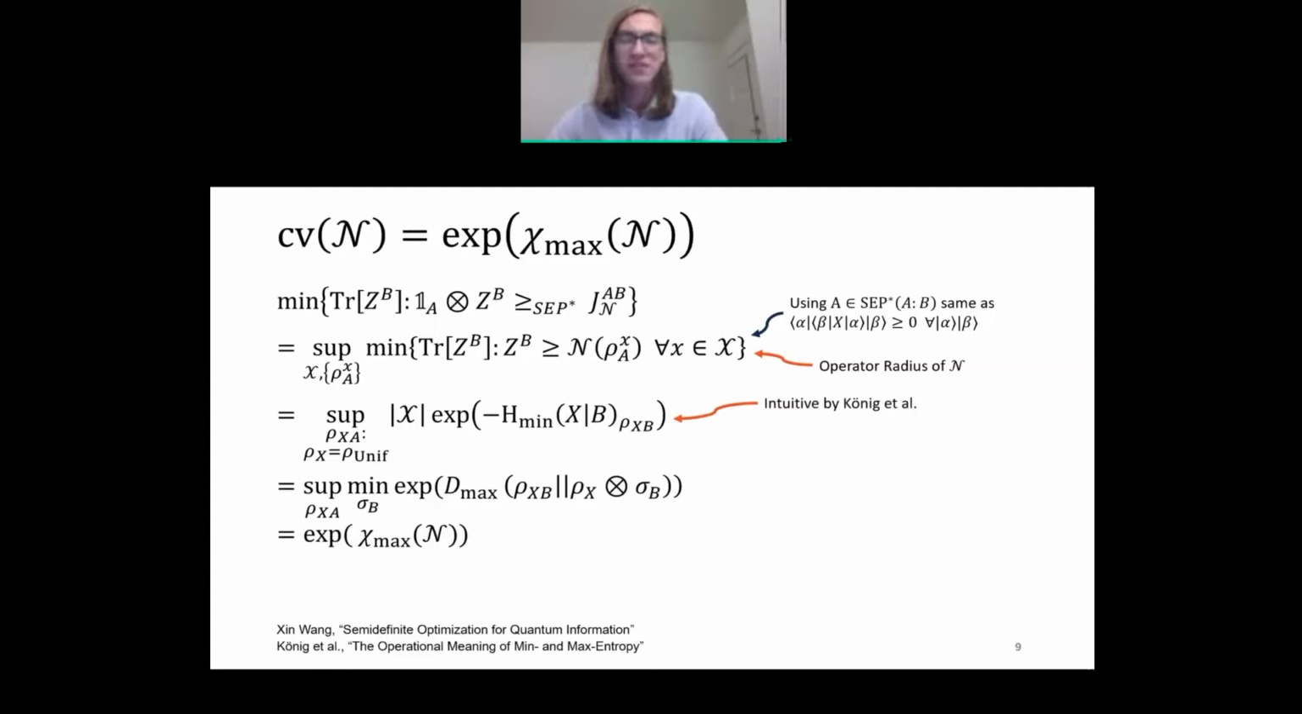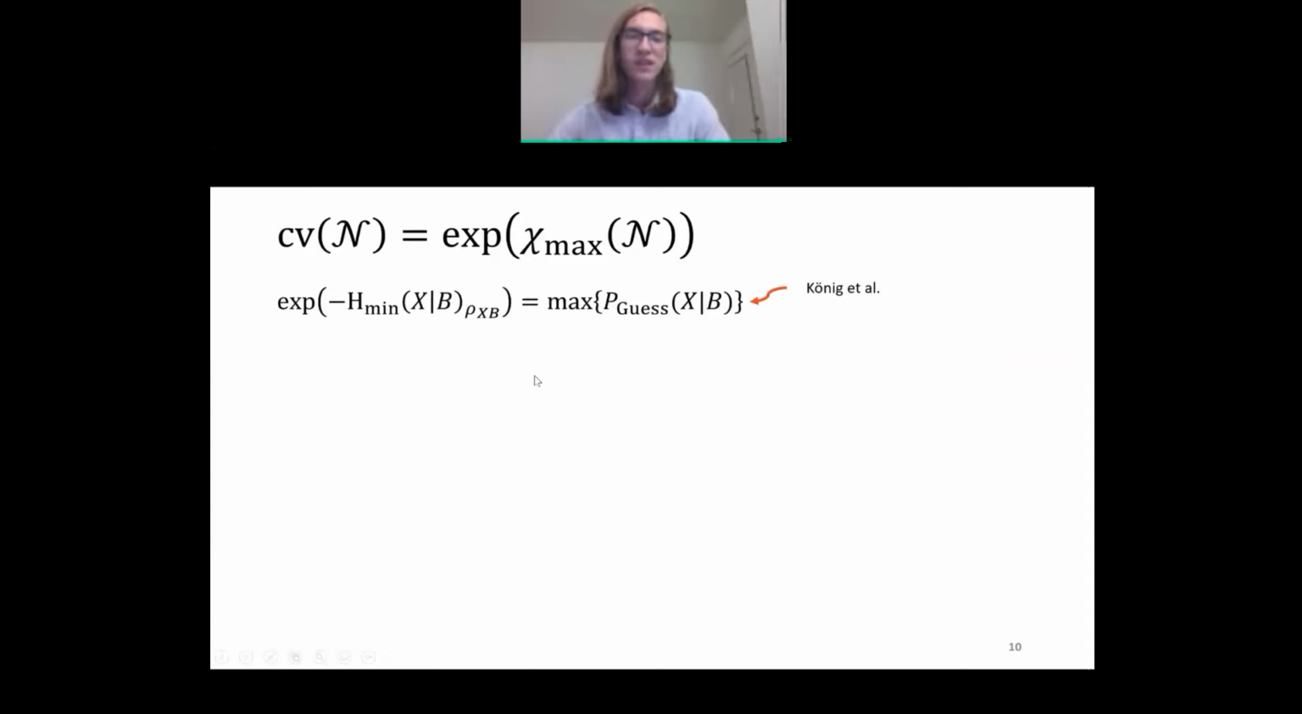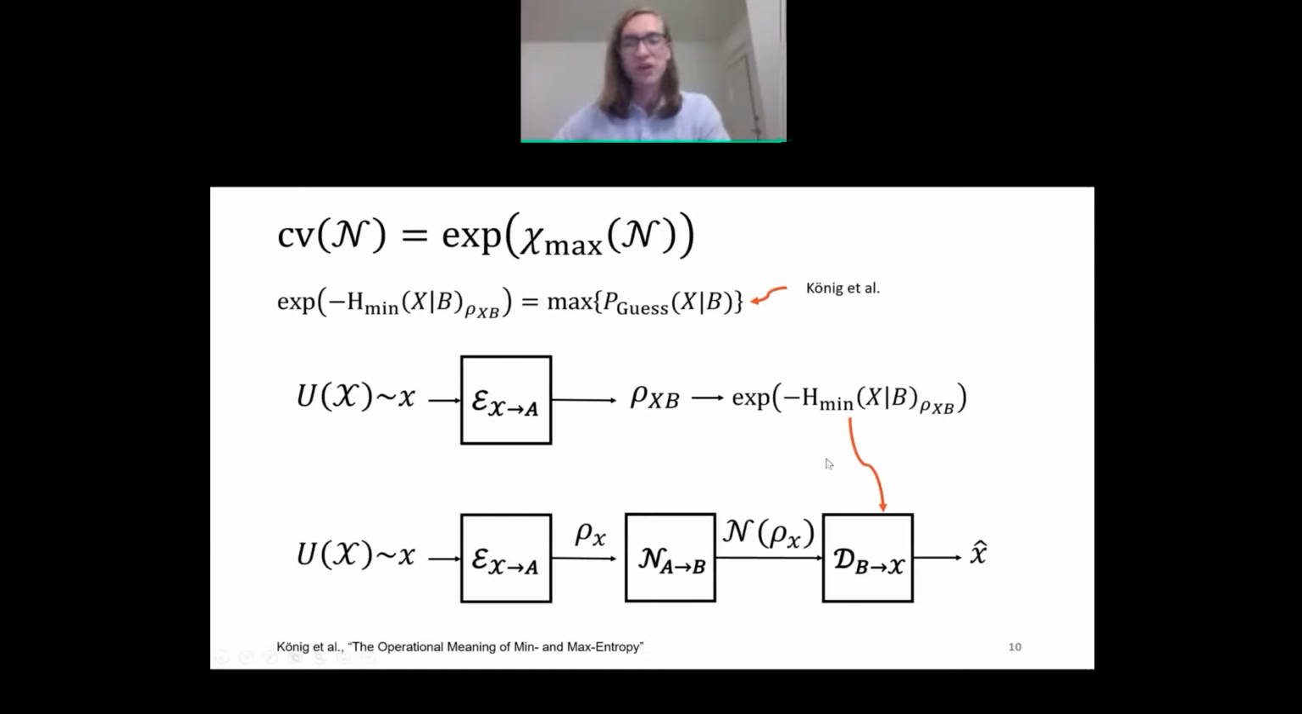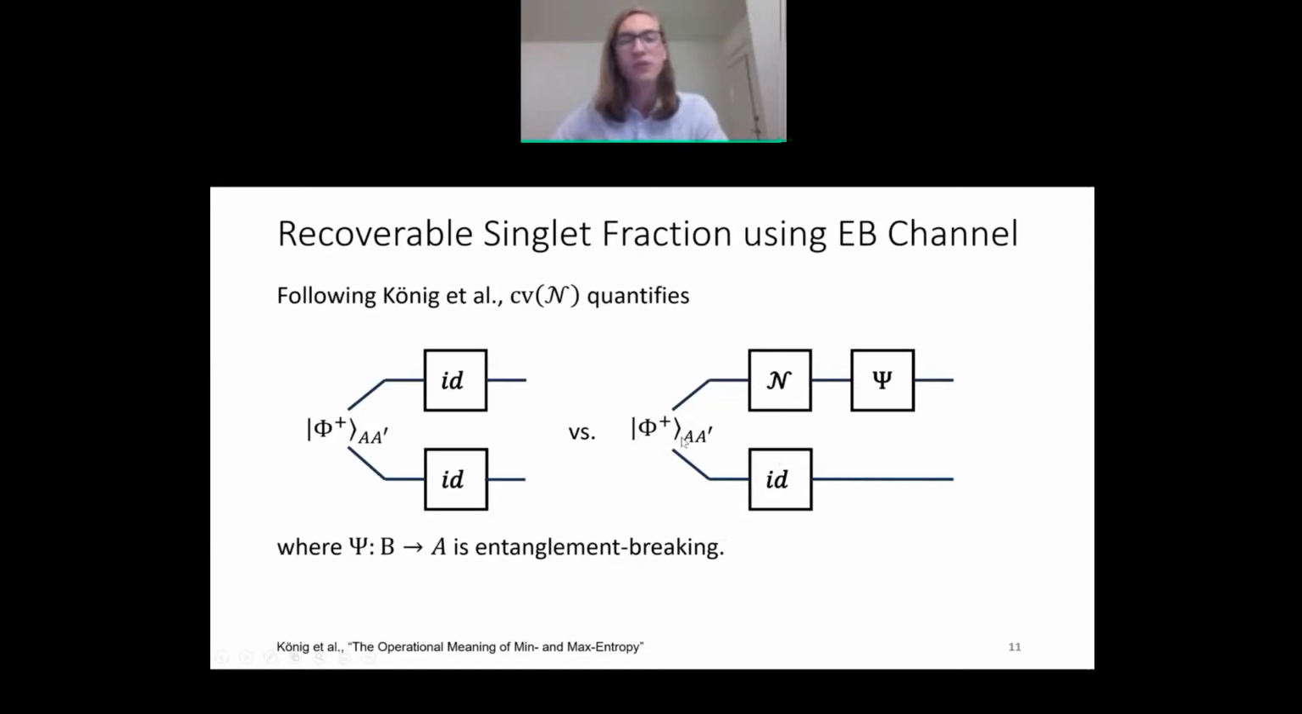And then another thing to note is that it's sort of intuitive that you get this result by Koenig et al., because in that work, they show that the exponential of the min entropy on a classical quantum state is the maximal probability of guessing what the classical data is from the quantum side information. And so we can say, okay, well, what we showed in the previous slide is that the CV is equivalent to considering this sort of mapping, but what the min entropy is really telling you is the optimal decoder. And so it's equivalent basically to the original definition once we realize that it has something to do with minimal error discrimination.